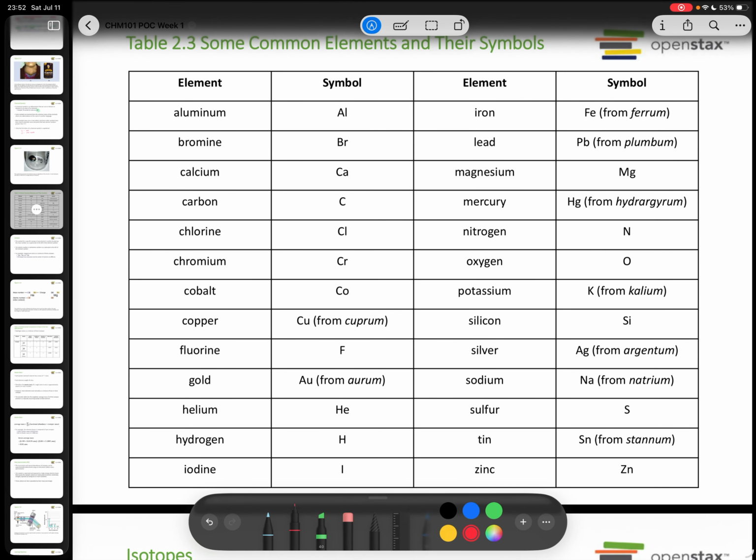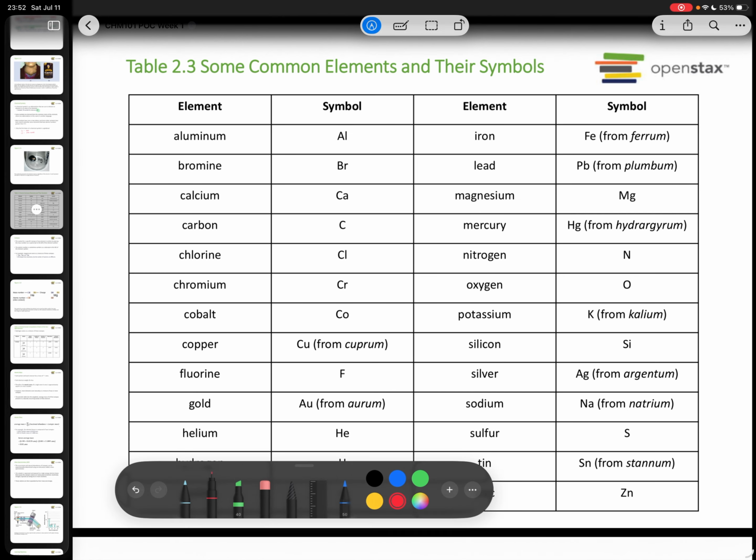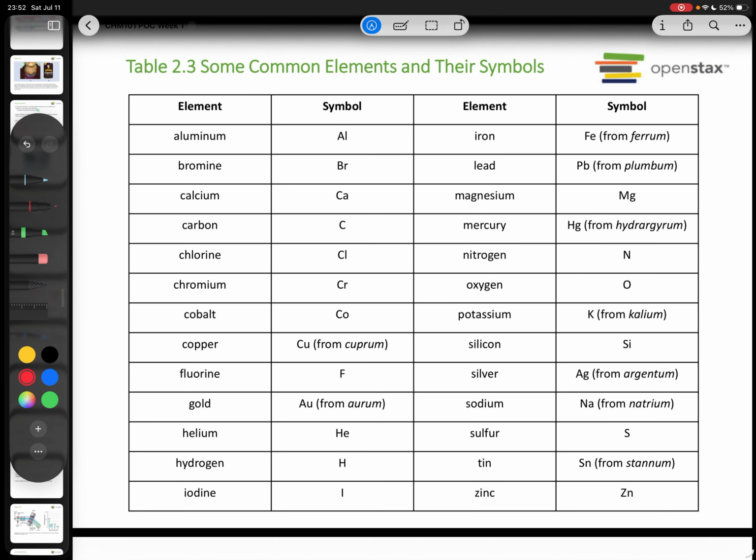So, itong table na to, ito yung nag-list ng mga common elements, no? And their symbols. So, many symbols are straightforward naman, such as carbon, C, oxygen, O, hydrogen is H, saan yung hydrogen? Ito. Tapos meron pa yun, nitrogen, yan, mga basic, no?